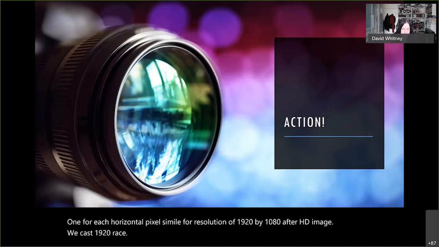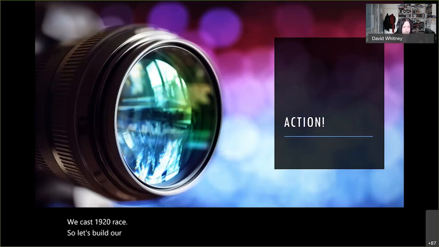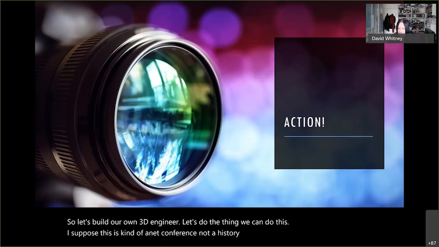So let's build our own 3D engine. Let's do the thing. We can do this. I suppose this is kind of a .NET conference, not a history of video games graphics session, so I should probably show you some code.